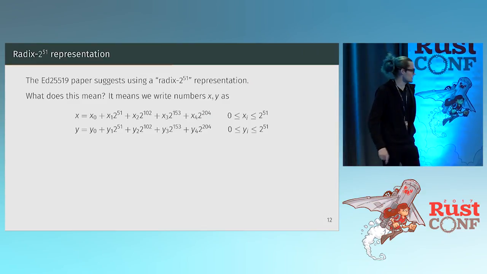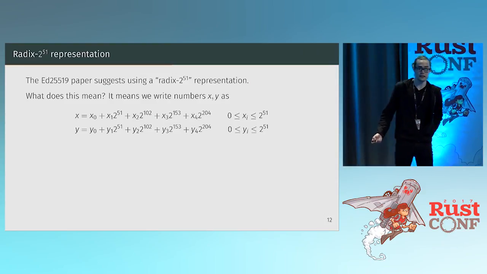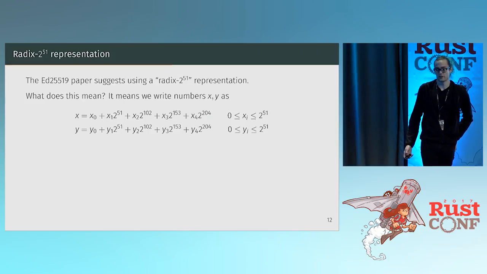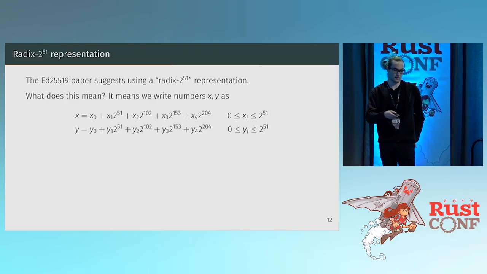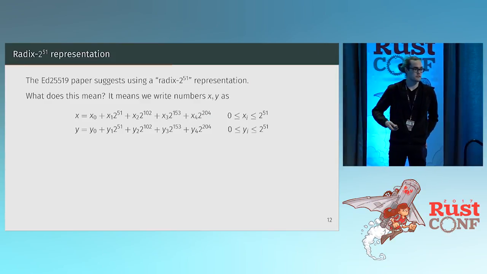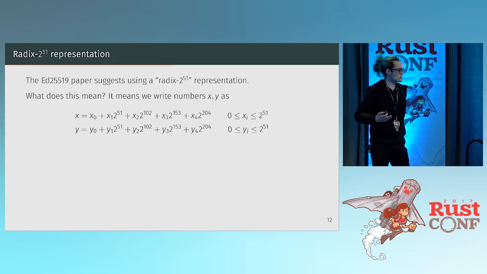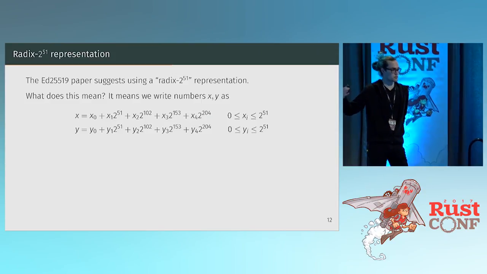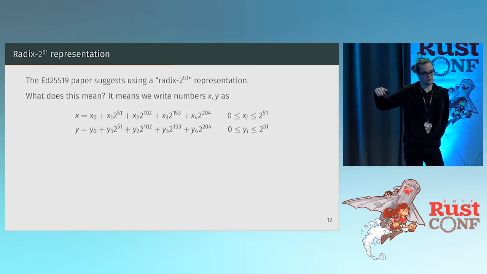So if you look at the original paper, they suggest using a radix 2 to the 51 representation. So what does that mean? It means that you're going to write numbers in base 2 to the 51. So you're going to get 5 coefficients. You might wonder, where does the 51 come from? Where does the 5 come from? So these things are going to be basically 256 bits wide. And so you could break it up into 4 times 64.